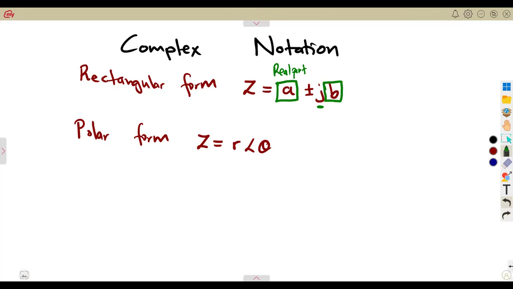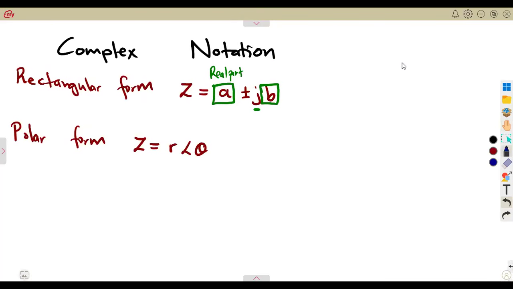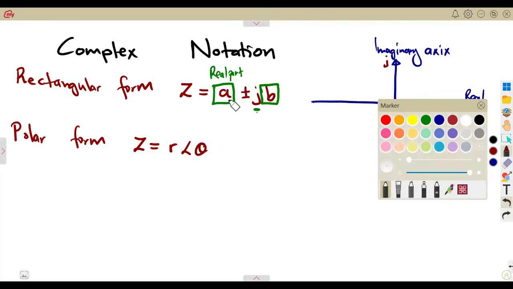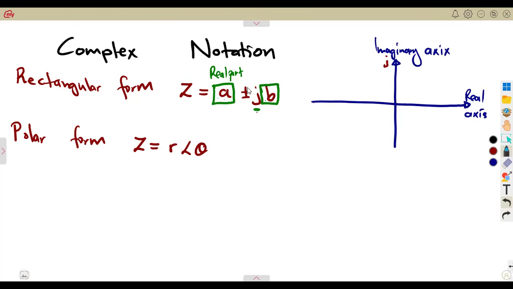If you take this into consideration, you are going to see that we can present this complex notation in rectangular form on what is referred to as an Argand diagram, where we have the real axis and the imaginary axis on this other side. The imaginary axis is the one that carries the j, so this is represented with a j. Meaning, if you are given a complex notation in rectangular form, it depends on what you are given in this case. Is it positive or negative?